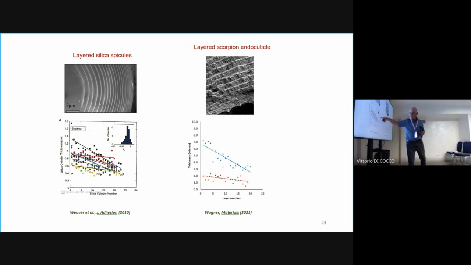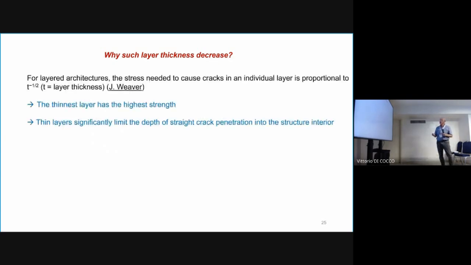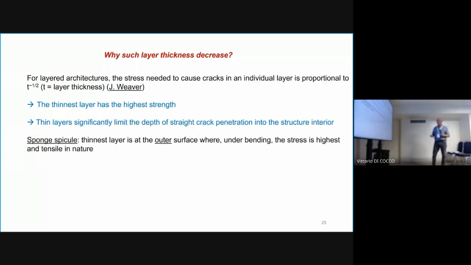Okay, and these are data that we took, that Jim Weaver took. The red one refers to the interface here. It's less important, but the blue one refers to the layer thickness. So it's the same principle. We have something happening. Why the decrease? That's interesting because the stress needed to cause a crack in an individual layer is proportional to 1 over the square root of the thickness. The thinnest layer has the highest strength. That's why it's there at the outside, and they limit the depth of straight crack penetration into the structural material. Okay? The sponge spicule, the thinnest layer is at the outer surface.